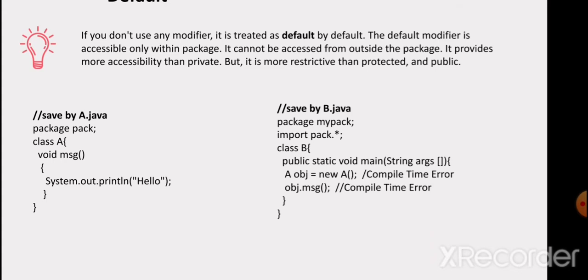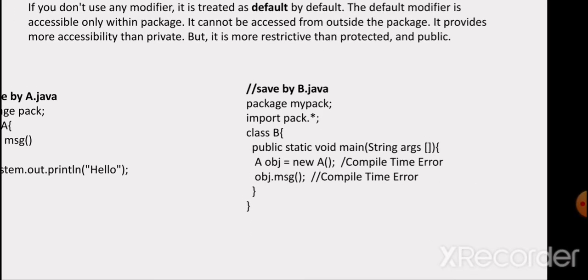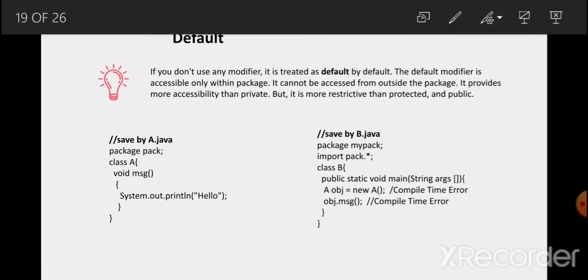And in class B, in another package, that means in another program, B.java, I'm creating an object of class A, and then I'm calling obj.msg. Can you see it? Yes. So you see here that I'm creating an object, A obj = new A, and then I call obj.msg. It shows the compile time error. Why does it show the compile time error? Because the default access modifier is accessible only within the package, but here the package is different.